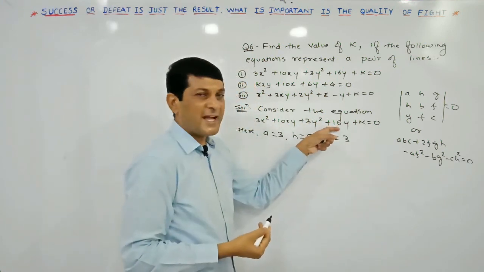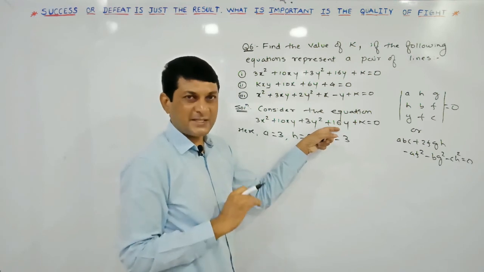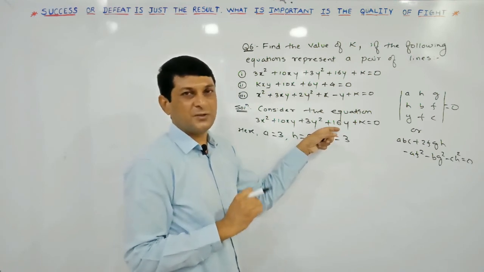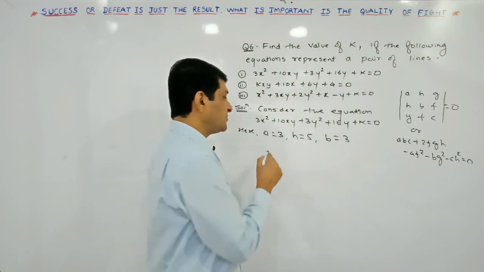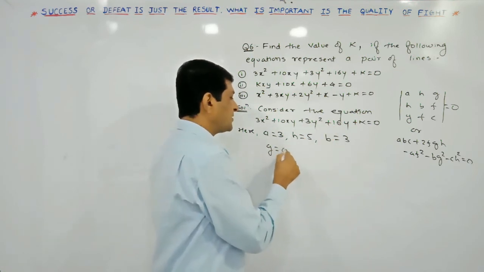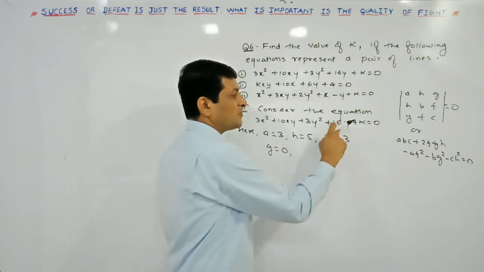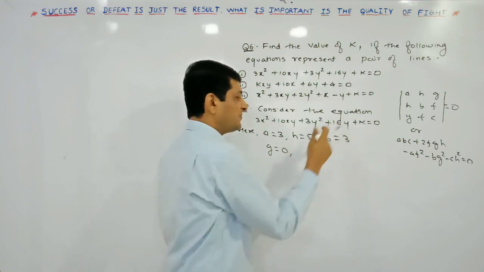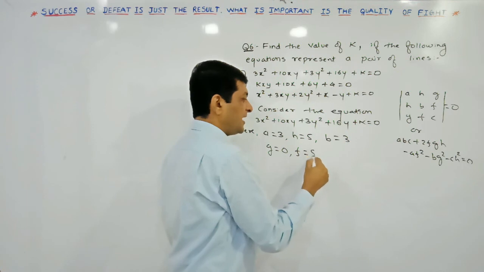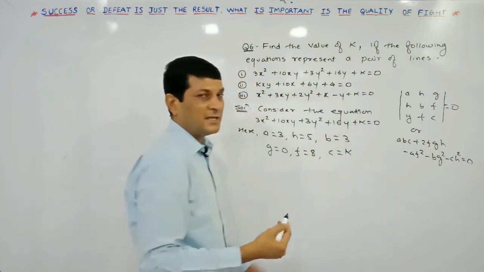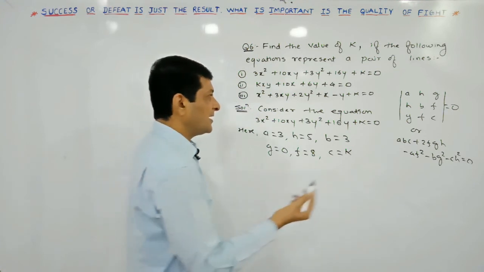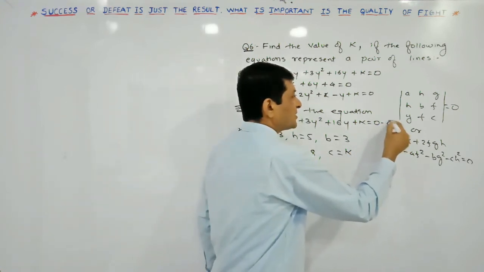Here the term of x is missing, meaning its coefficient is 0. The coefficient of x we denote by 2g. 2g is equal to 0, so g is also equal to 0. The coefficient of y we denote by 2f. 2f is 16, so f is equal to 8. And lastly, the constant term we denote by c, and c is equal to k here. Let us denote this equation by equation number first.